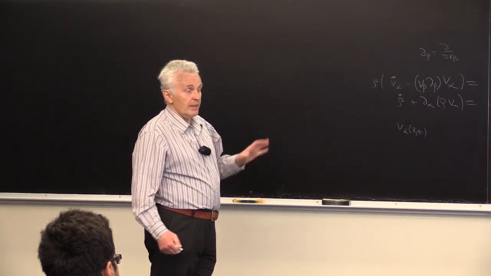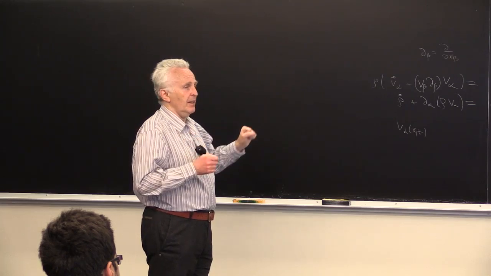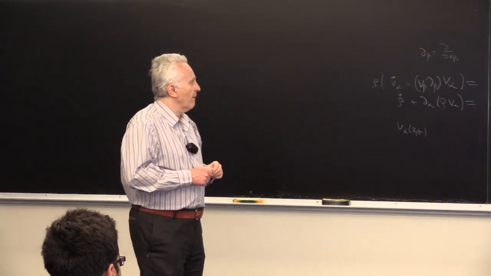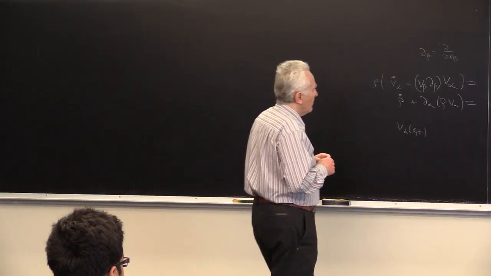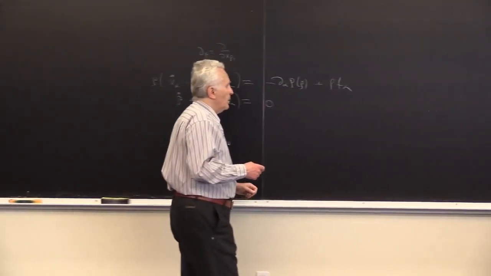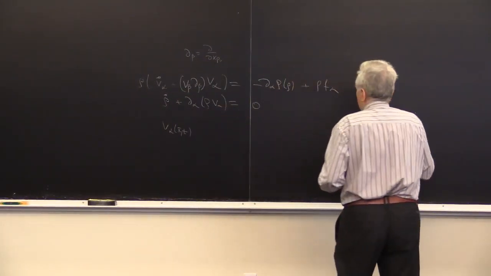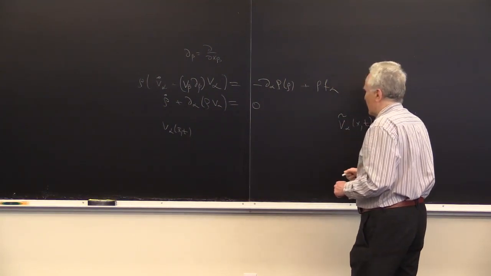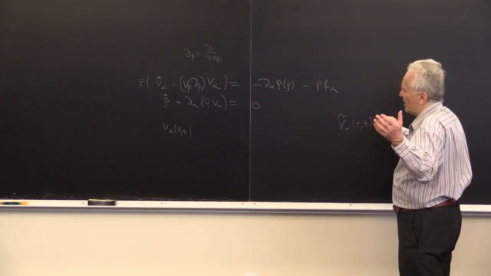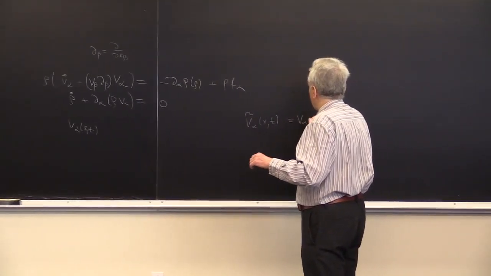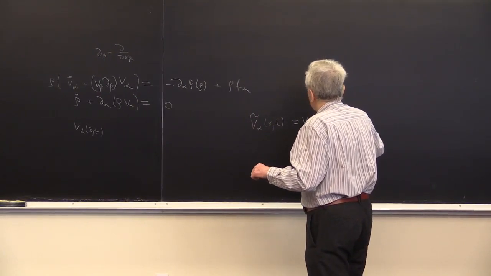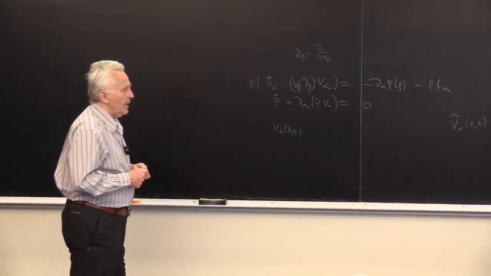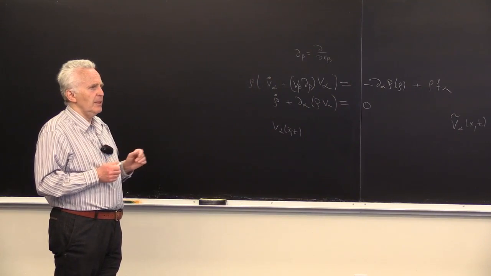Okay, now something else. Again, don't be afraid of trivialities. What else do we have here? Translation. How would you describe the new solution obtained by translation? Well, that's completely trivial. It's just V alpha of x plus a, t. So far it's all easy. Now a slightly more difficult but also easy symmetry.